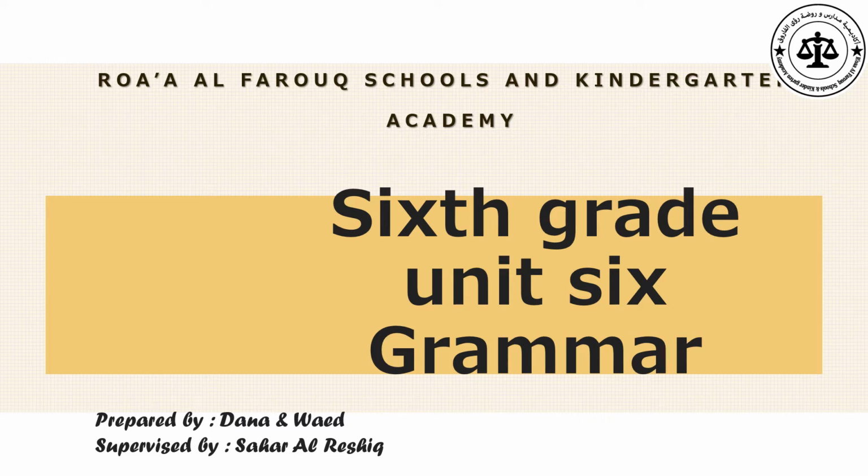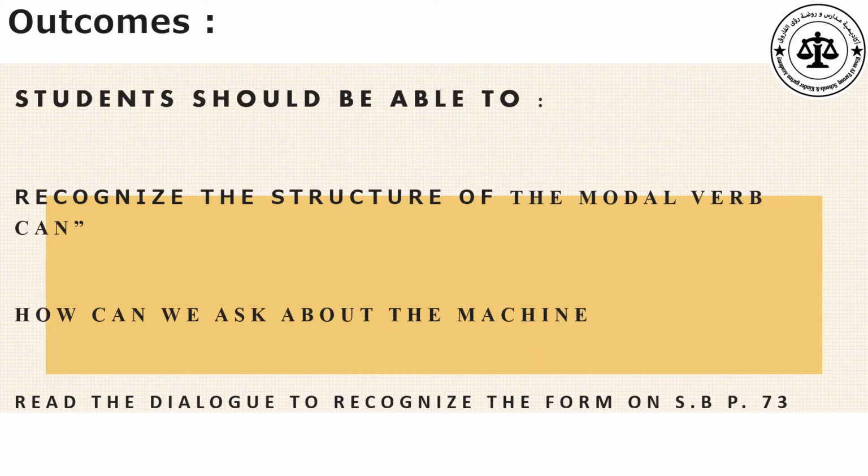Today we are going to start with a new lesson. This is about grammar. So let's start. The outcomes of our lesson today: students should be able to recognize the structure of the modal verb can, ask about a machine by using the modal verb can, and read the dialogue to recognize the form in the student's book, page 73. So please prepare your books and be ready for our class.